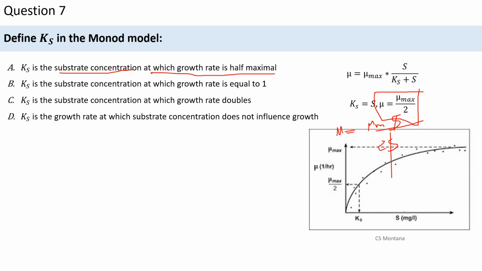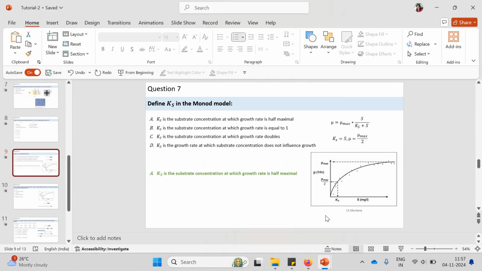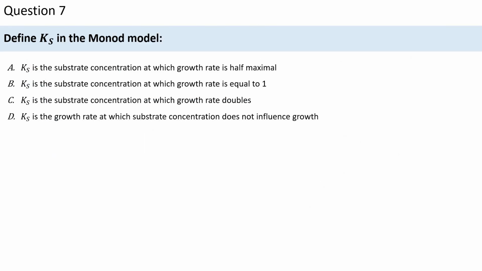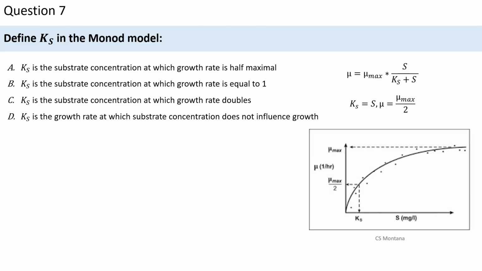Okay, and sorry, just 1 minute. Yes, I will try to bring it here again so that you can see the graph. So what is happening here? When Ks is equal to S, this corresponds to mu divided by mu max also. Like when mu divided by mu max is half, that corresponds to Ks also. It's the other way around. Ks is the substrate concentration at which growth rate is half maximal.